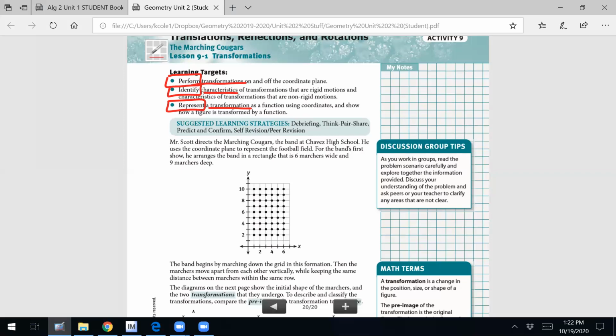To describe and classify the transformations, compare the pre-image to the image. All right, so we've got some vocabulary terms, so let's look over in that box that says math terms. A transformation is a change in position, size, or shape of the figure. The pre-image of the transformation is the original figure. The image is the figure after the transformation.